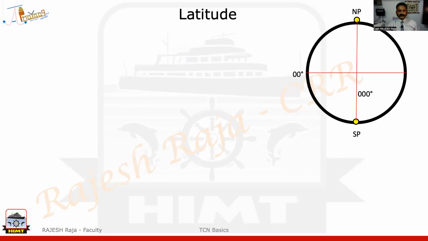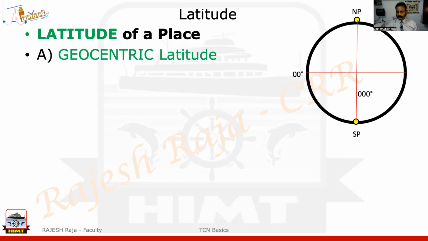Let us go for the next definition, which is a latitude. Latitude also is defined as an arc or an angle, but there's a catch here. I have two categories of latitude. The first one is called geocentric latitude. The moment I say geocentric, you should remember it is based on the center of the earth.